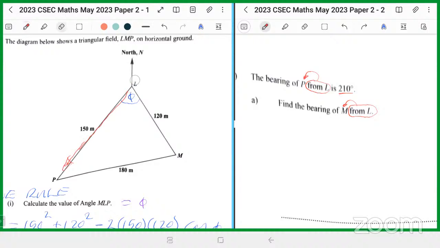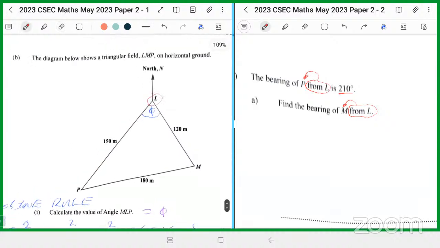So let's see how that would go. It's like you're standing at the from position first, right? At the L. You're facing north. And then it is the angle through which you have to turn to the right in order to face the P down here. This angle that you turn to the right is the bearing angle. So that is the angle that is equal to 210 degrees. All of that is 210.